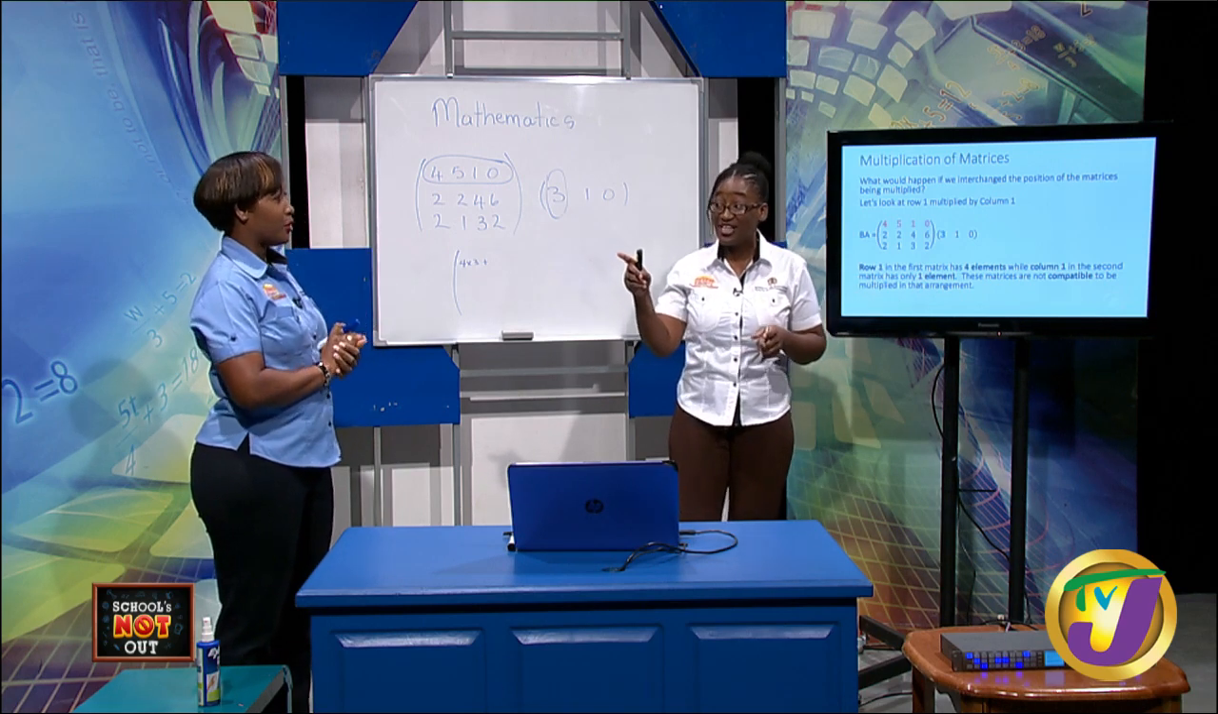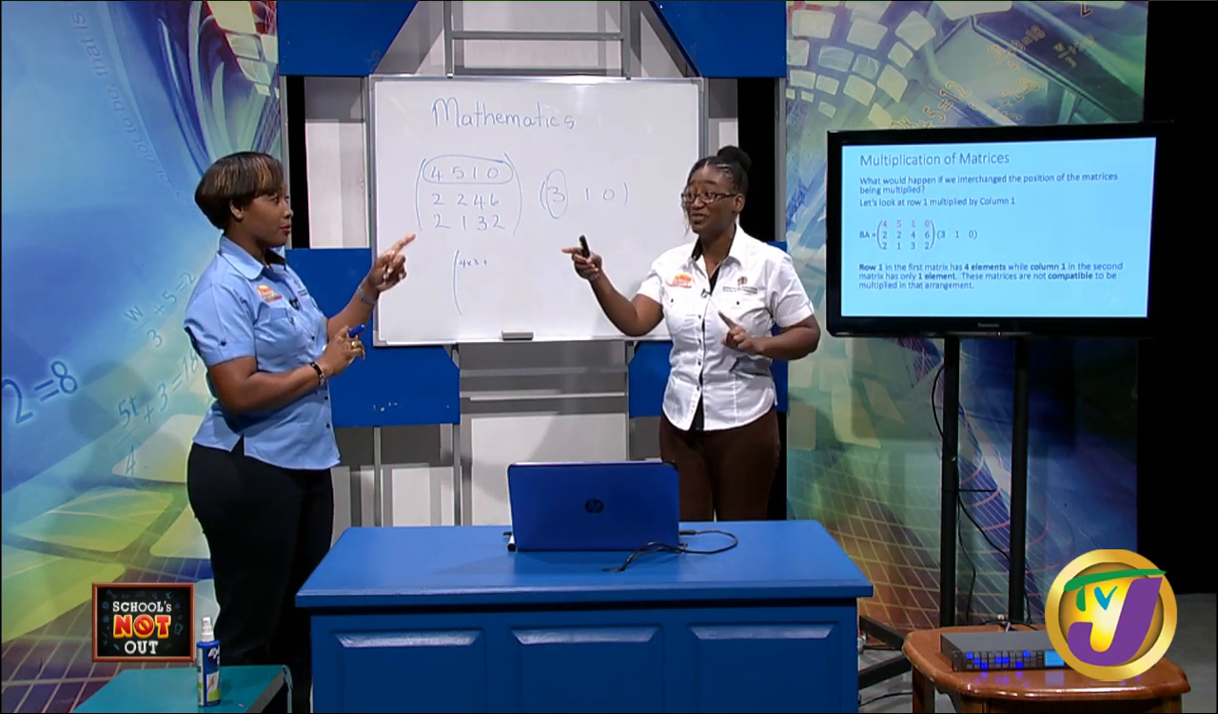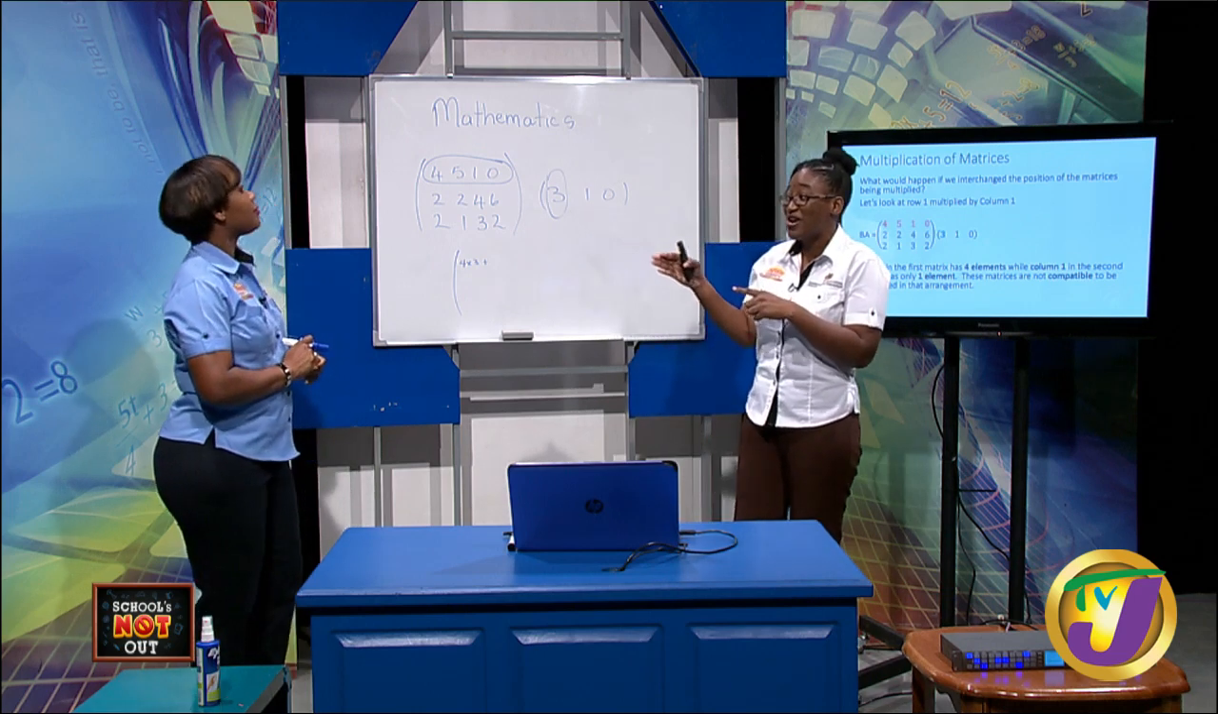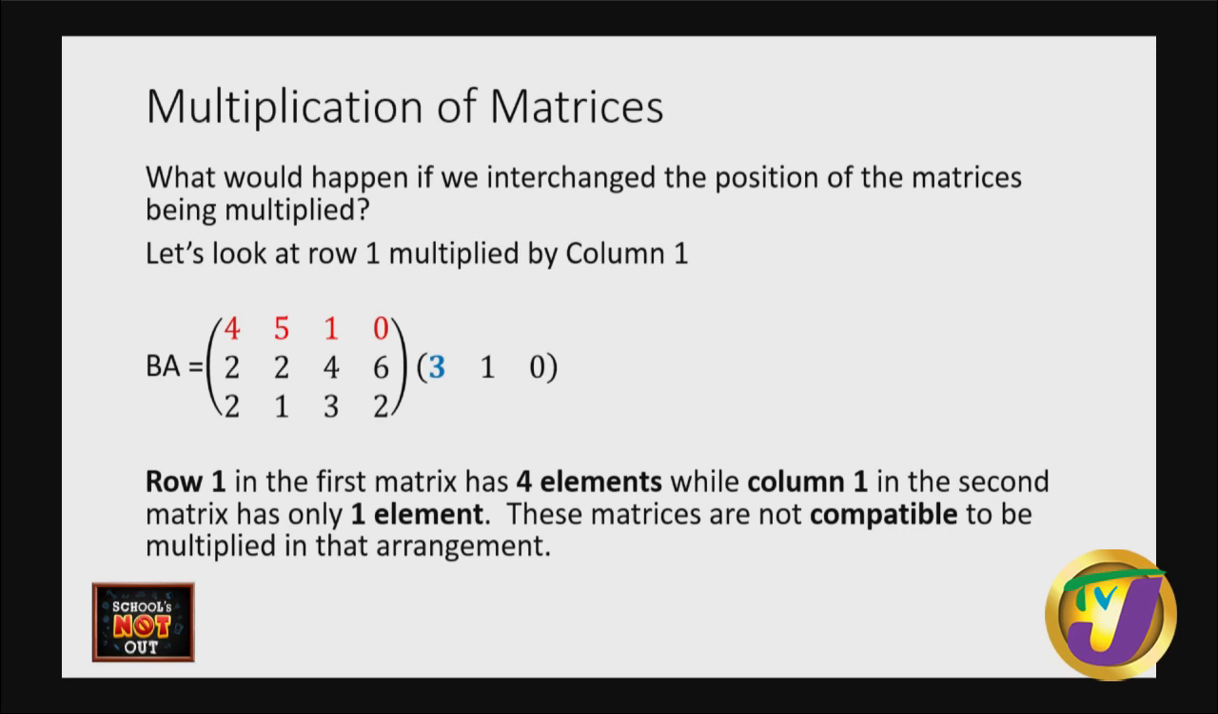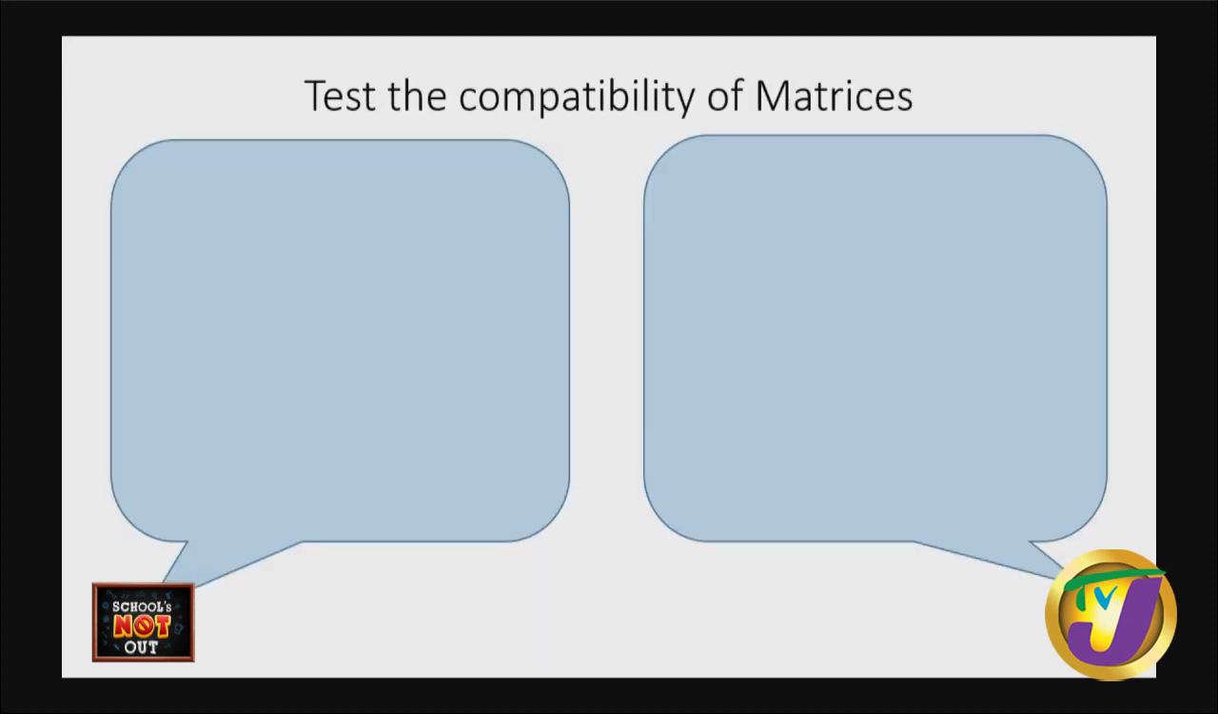We can't just leave it and say they're not compatible, but it's true in that arrangement, because we would have used them earlier where we had A first, A being the multiplier and B being the multiplicand, and it worked. So they are not compatible to be multiplied in this arrangement. So it means that we can do some testing. When you're multiplying matrices, you can test for compatibility.